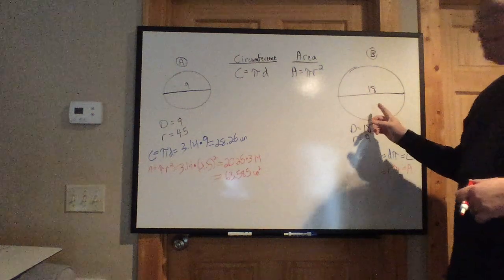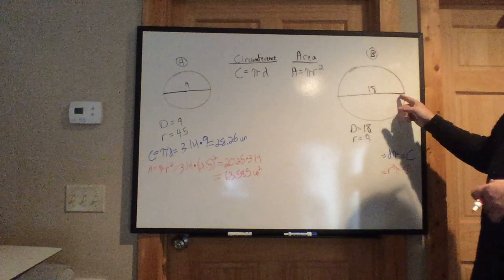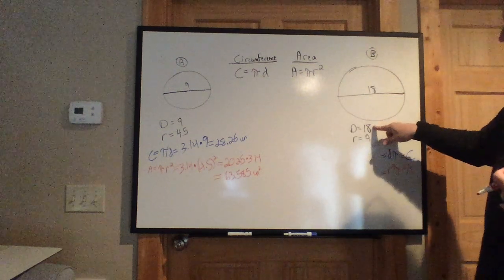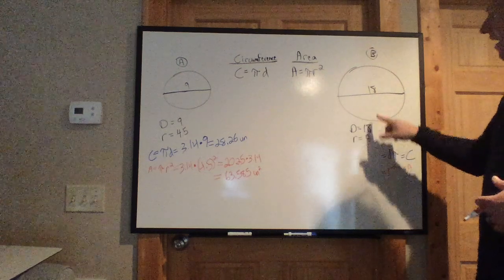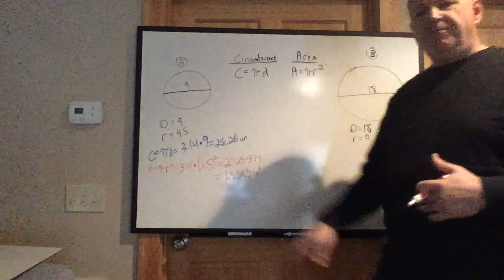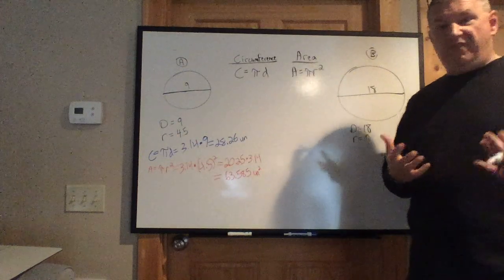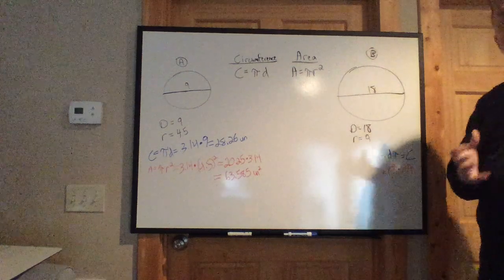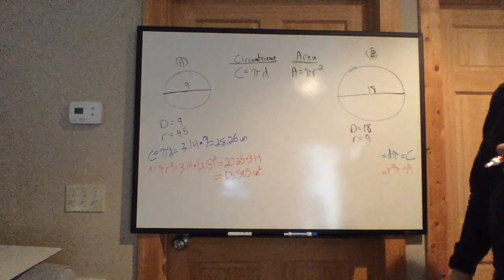Letter B has a diameter of 18 units, so the radius is 9, again, half of the diameter. If the diameter is 18, the radius is 9. Now, you'll notice that this circle is twice as big as that circle, okay? So most people would assume that the circumference and the area would both also be doubled. So let's check and see how that works out.